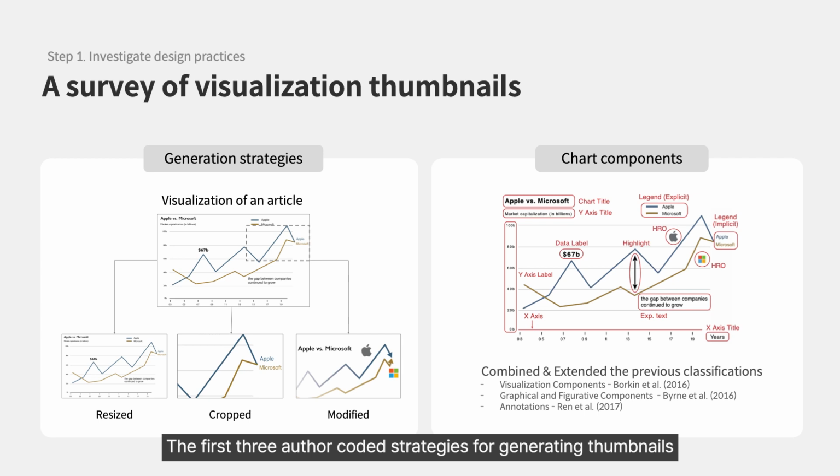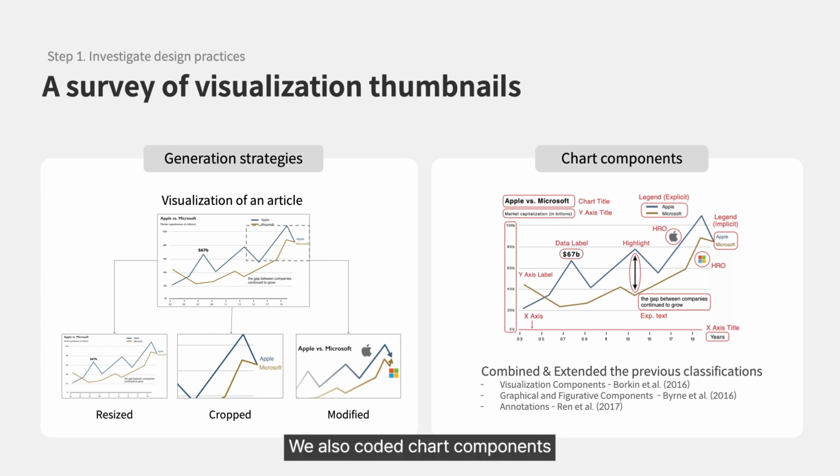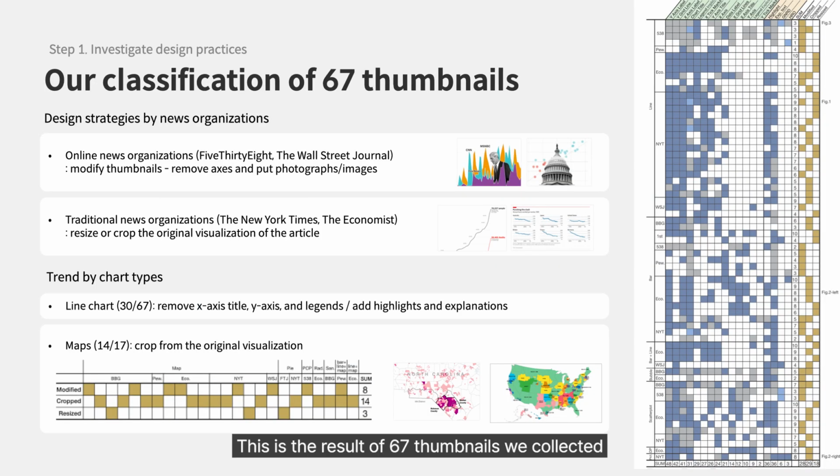The first three authors coded the strategies for generating thumbnails from the original article, such as resized, cropped, or modified. We also coded chart components by combining and extending the previous classifications. This is the result of 67 thumbnails we collected and codified via our classifications.